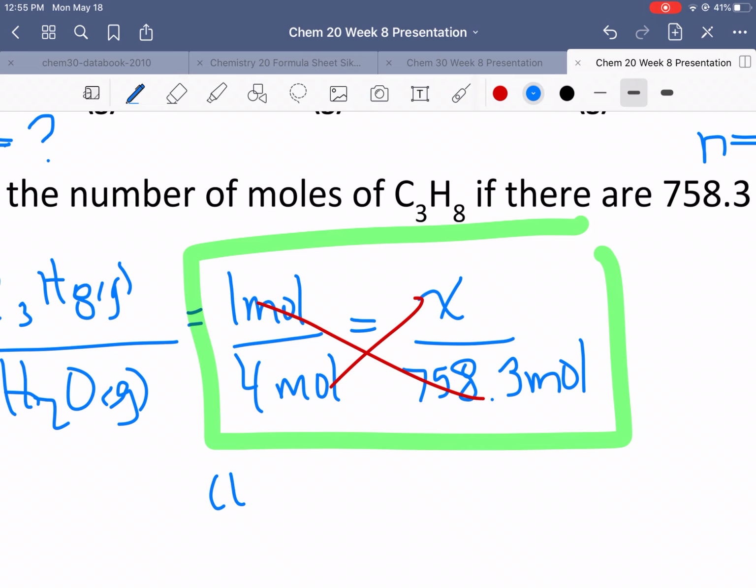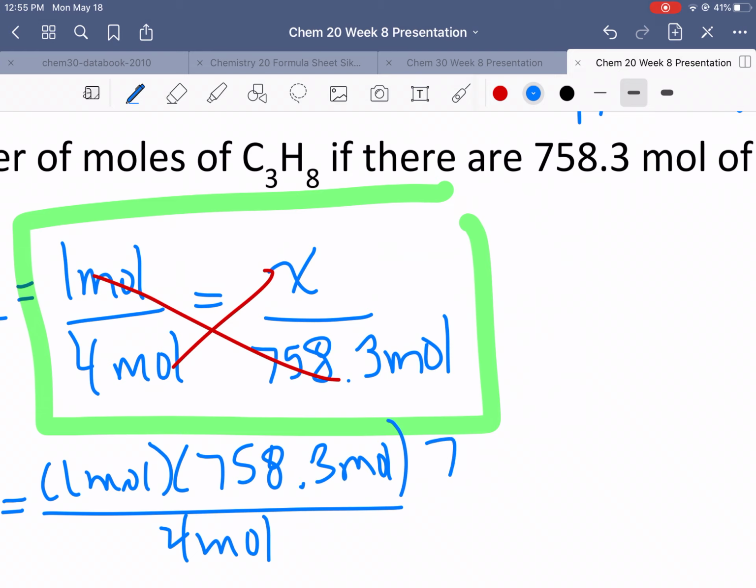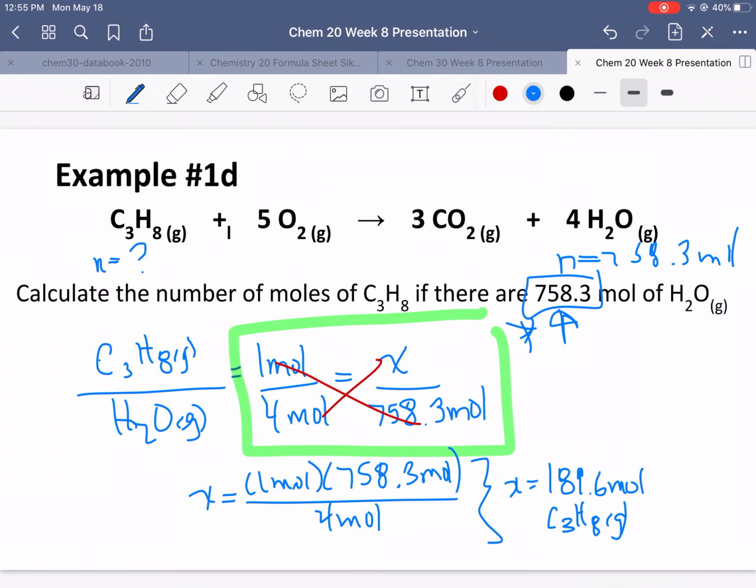We're going to have 1 mole times 758.3 moles divided by the 4 moles will give us X. And when we calculate that out, X is equal to, notice 4 sig digs, guys, okay? We will have 189.6 moles of propane gas. There it is. Mole ratios.